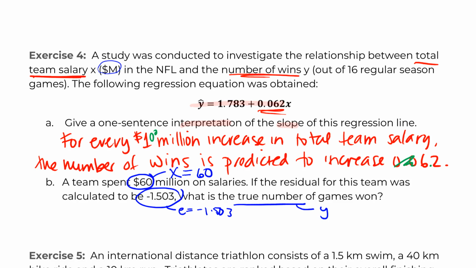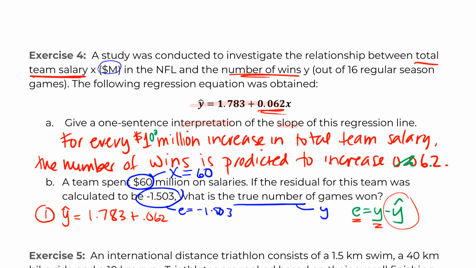As soon as we mention this residual, we probably want to write down the residual formula: actual minus predicted. Just like the last problem, we have e, and we're looking for y. If only we had y hat. And just like the last problem, we can. Step 1: let's go get y hat by using the equation for the line.